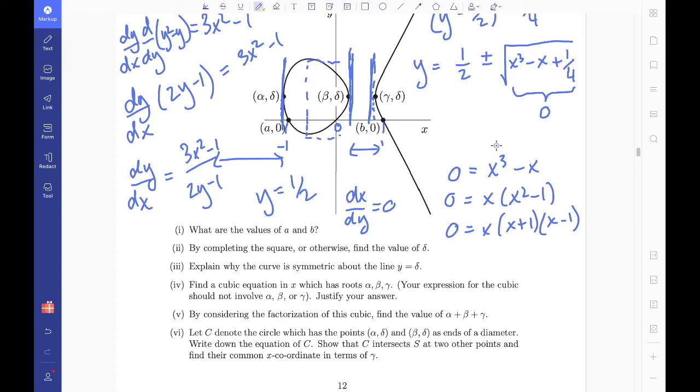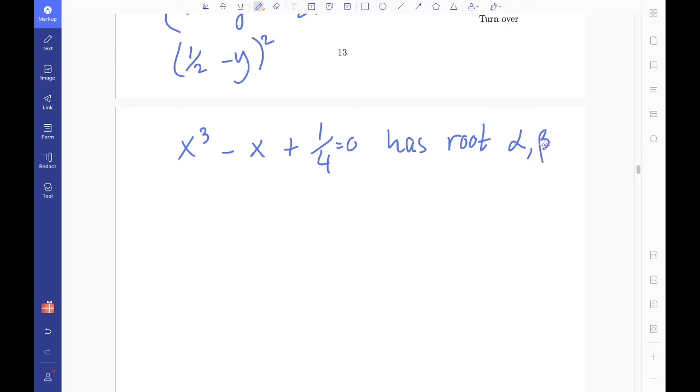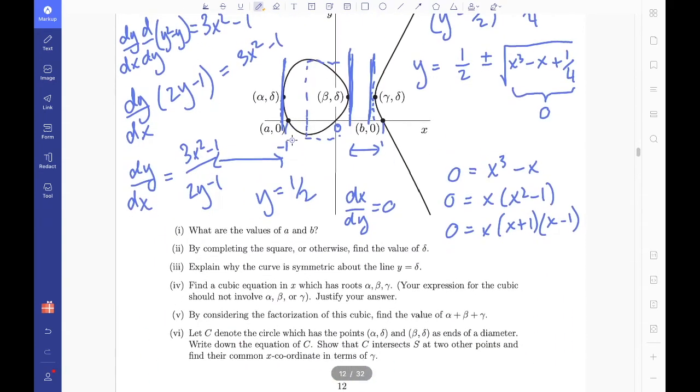So those are the three roots to this equation in x. So that is your justification for this, that in fact x cubed minus x plus 1/4 equals 0, I guess, has roots alpha, beta, gamma. Okay, what does it ask for next?